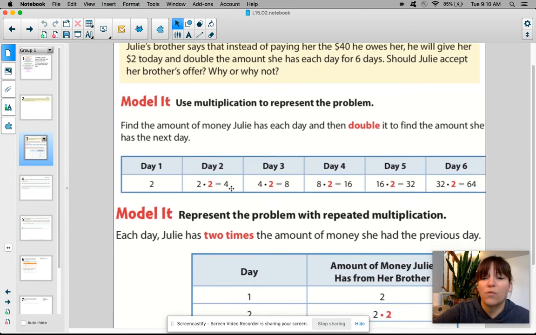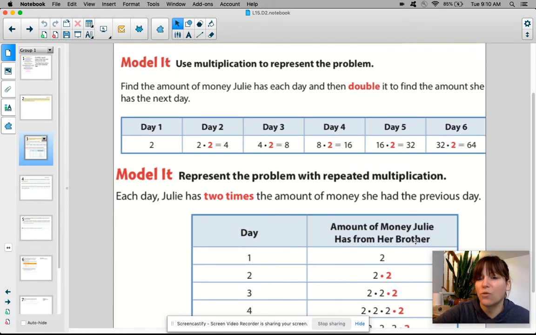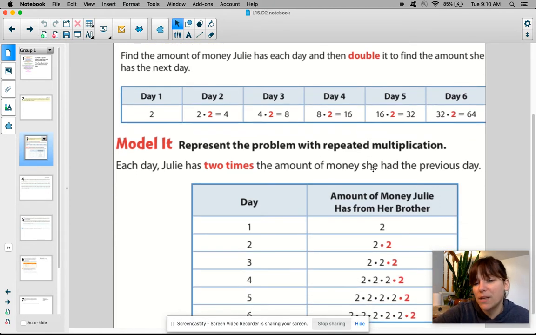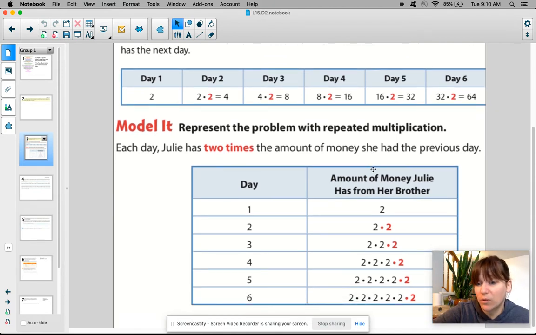So because we're doubling, or having 2 times the amount of money that she had the previous day, we can show what's going on with repeated multiplication. So you see the exponential notation written out with repeated multiplication here in this second model. We still have the days, and then we have the starting spot. We just don't have the totals on this table. We just have, here's 1, 2, then 2 of them, 3 of them, 4 of them, 5 of them, and 6 of them. So this is actually the connection to the exponents that we've been talking about.